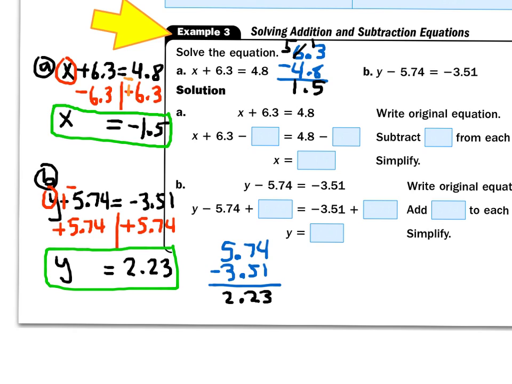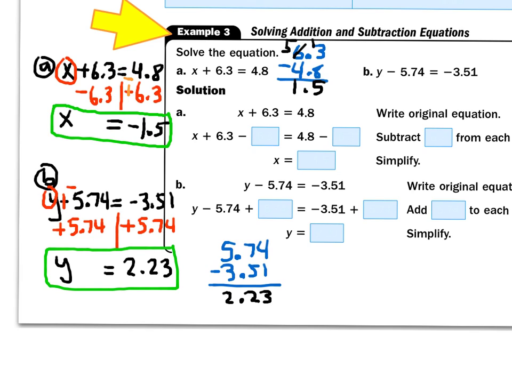And then look at what's touching the circle. I see adding 6.3. Well, I'm going to use the inverse. So I subtract 6.3 on both sides of my wall. Now, I let the x drop down. A positive 6.3 plus a negative 6.3 destroy each other. Let the equal sign slide straight down.